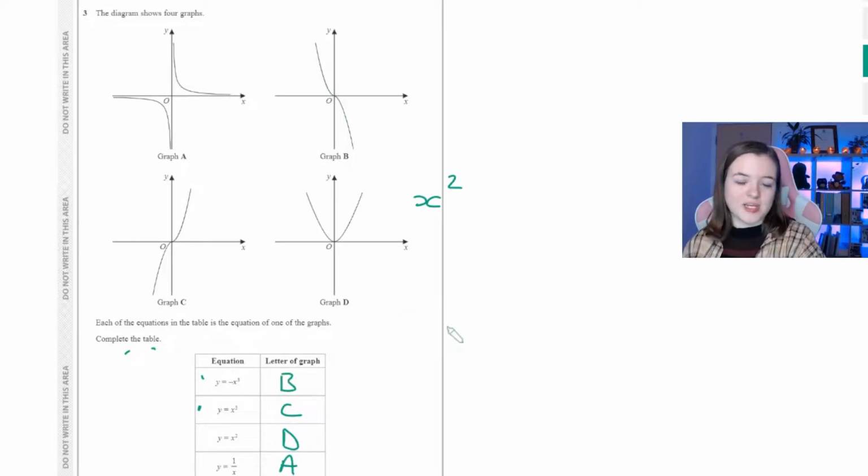So yeah, that's how I do it. Obviously, you could learn all these graphs, or we could do a bit of process of elimination, right? So there we go, that's that one.